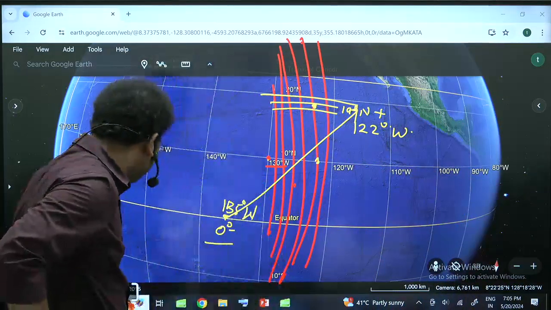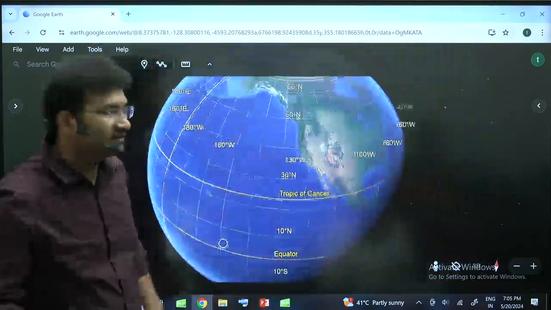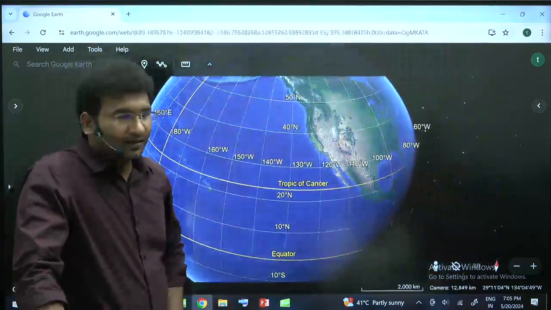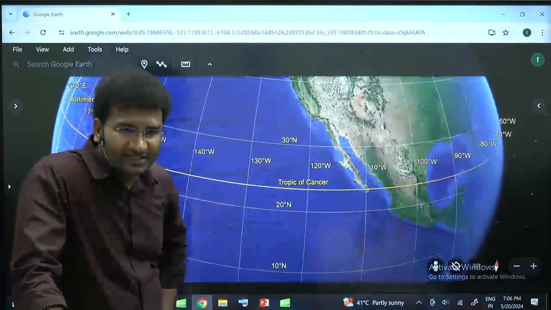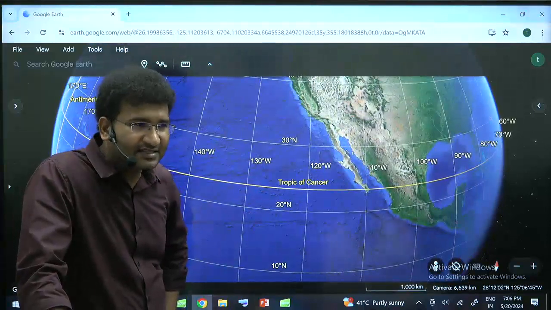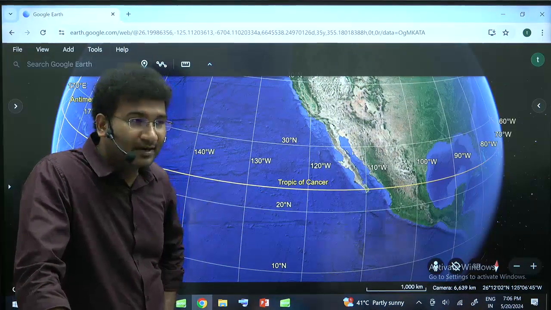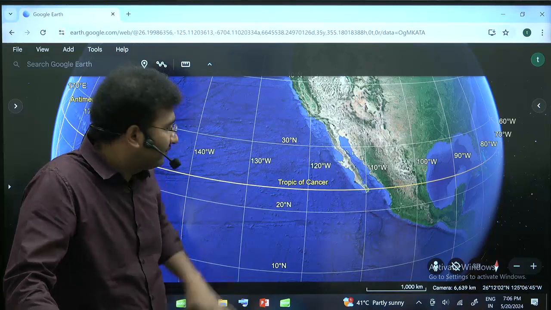Now you look at the sizes of the boxes. Okay? Look here. The distance between two latitudes is the same, more or less. Right? Nearly the same, not exactly the same. But the distance between two longitudes, is it the same? See here.